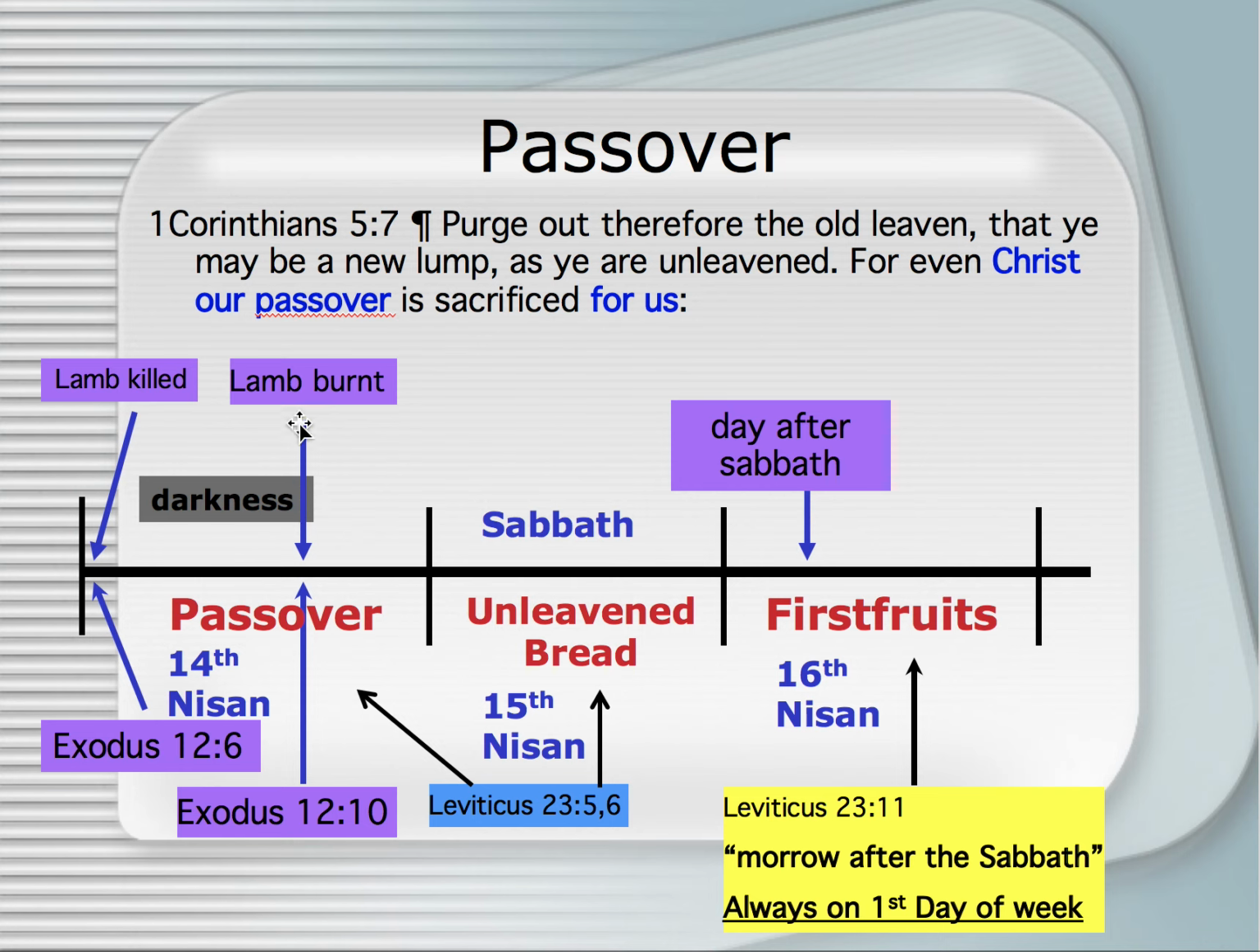The lamb is being sacrificed. So although the lamb is killed and eaten Thursday evening, commemorated by the Last Supper, the sacrifice took place in the daytime following. So sunset Thursday, the lamb's killed. Friday at noon, the Passover lamb was sacrificed in the temple. And I've got some verses there for you to check those out.